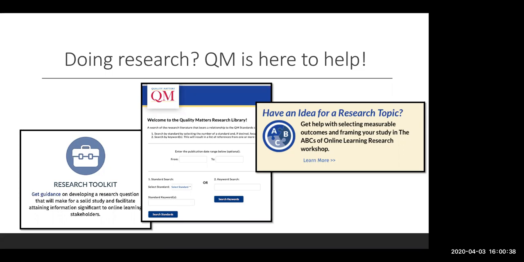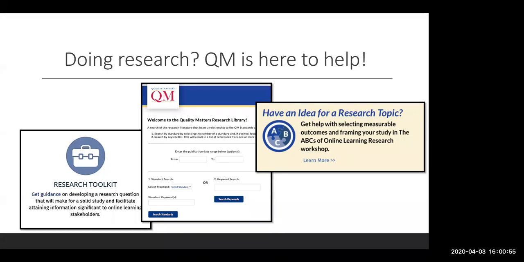If you didn't know, we have an online research toolkit and it's publicly available. It's on the QM website. You can link to it right from the QM research page, and it will walk you step by step through designing your research project.